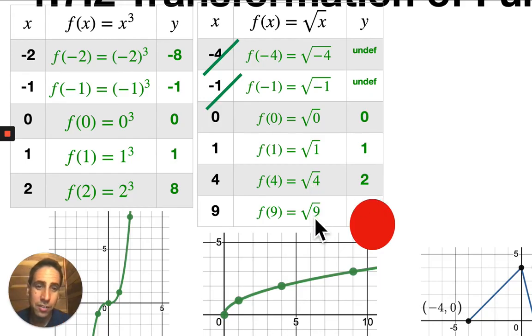What number times itself is 9? You can figure that out. Now, what number times itself is negative 1? You might be tempted to say that it's negative 1, but negative 1 times itself is not negative 1. It's positive 1. Or what number times itself is negative 4? Well, you might be tempted to say negative 2, but it's not, because negative 2 times itself is positive 4. So there's really no number that we know of yet that, when you multiply it by itself, you get negative 4 or negative 1. So therefore, you can say this is undefined.